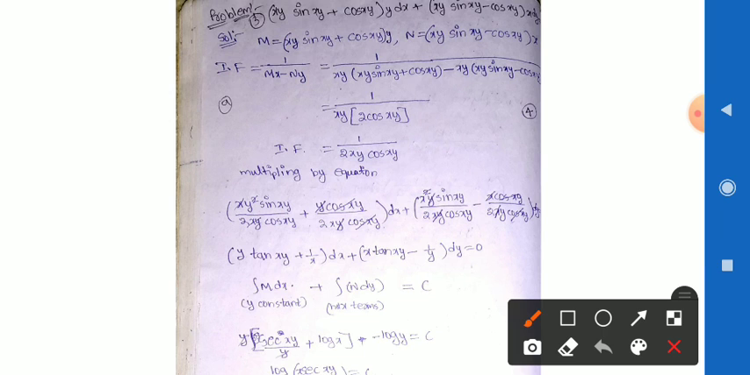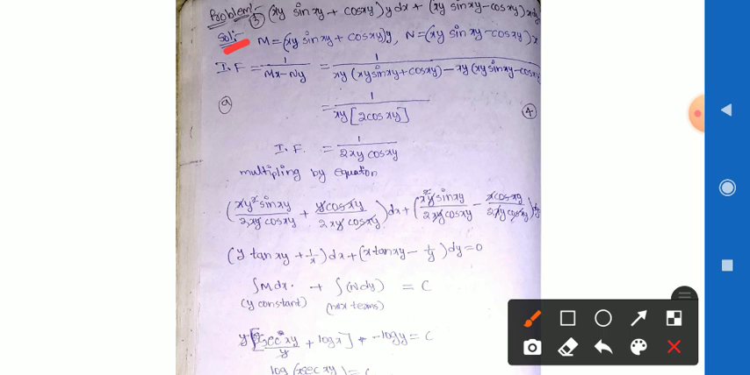Now comparing this to method number 3, we get M = (xy sin xy + cos xy) y, and N = (xy sin xy − cos xy) x. Here the integrating factor is 1/(Mx − Ny). Substituting the M value and N value, we get 1/(xy (xy sin xy + cos xy) − xy (xy sin xy − cos xy)). By cancelling, we get 1/(xy · 2 cos xy). Then we get 1/(2xy cos xy), which is the integrating factor.